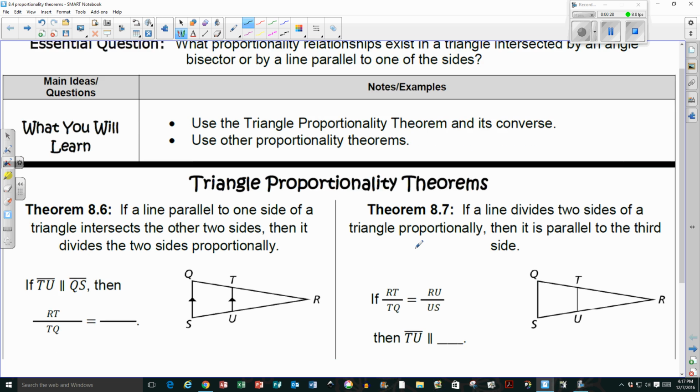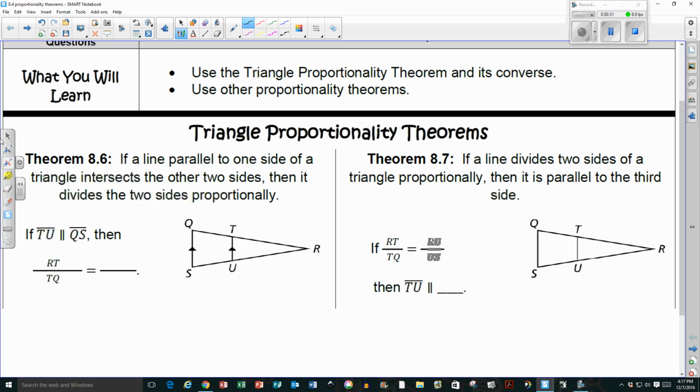So the first thing says that if a line is parallel to one side of a triangle, so see how this is parallel to this, and it intersects the other two sides, so see how it's intersecting, all right, so we got two parallel sides, then it divides the sides proportionately. So if TU is parallel to QS, then RT over TQ is equal to RU over US.